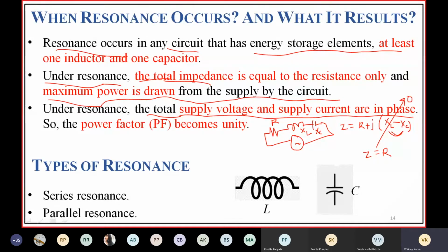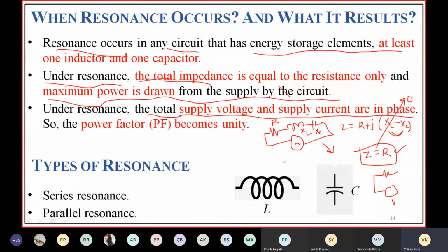When Z is equal to R, this circuit will be resistive in nature. If it is resistive in nature, only R is present here. At resonance, Z is equal to R means only R is present, so these two are inactive. We take the resistor.